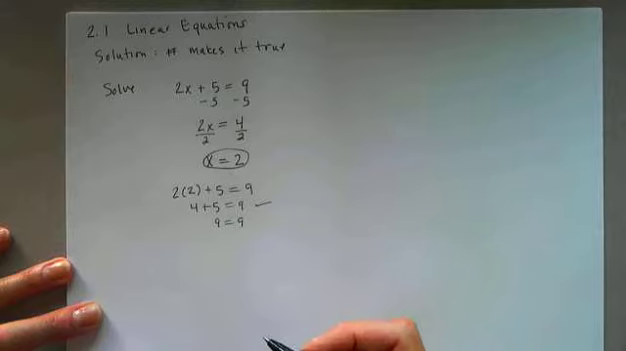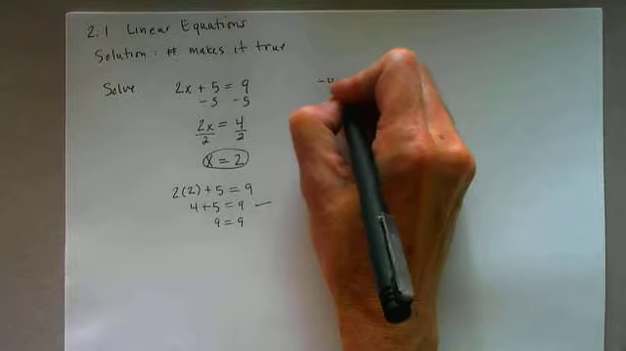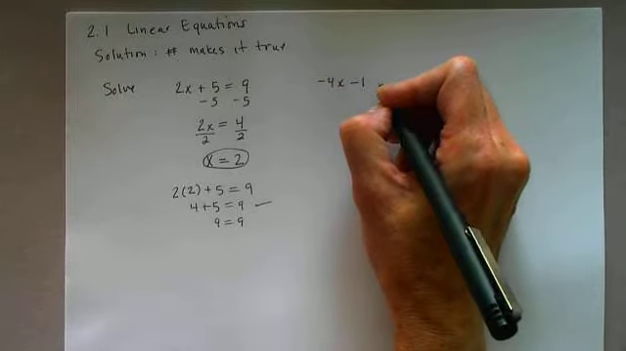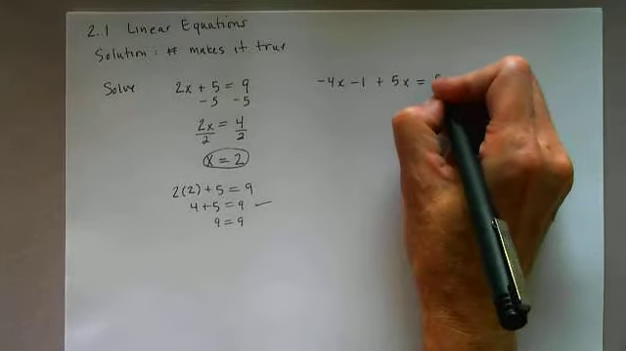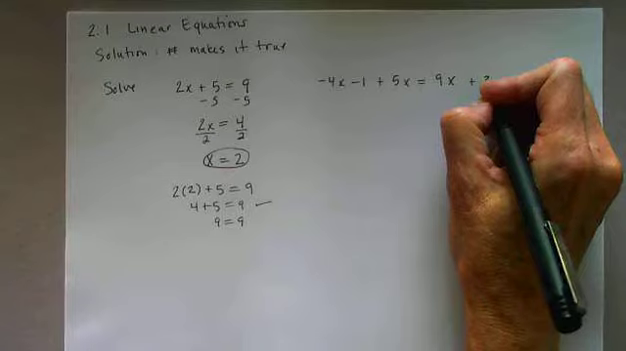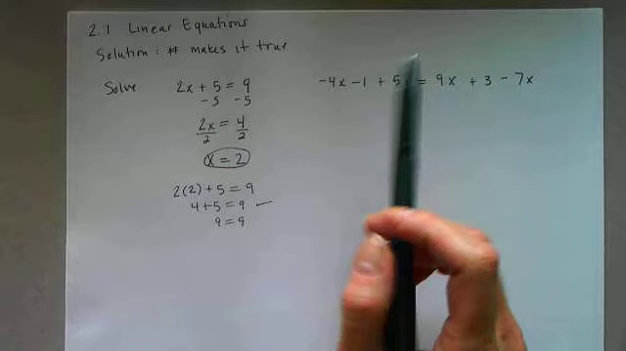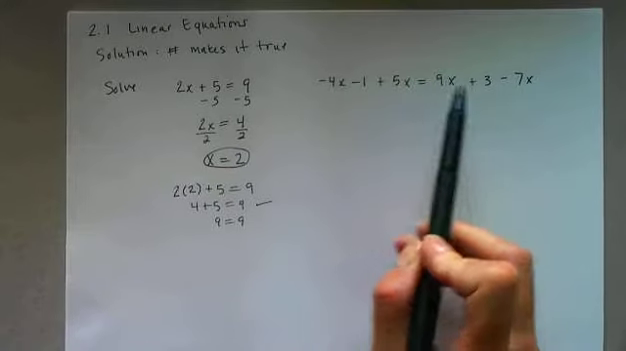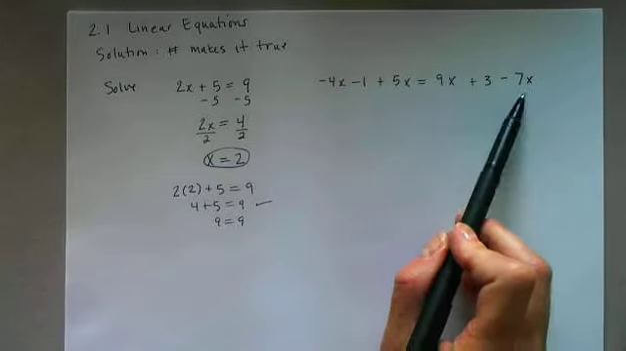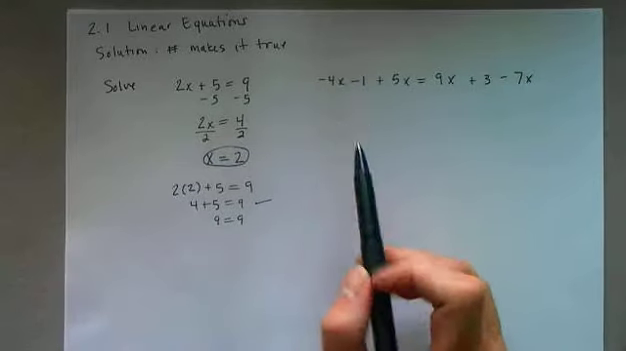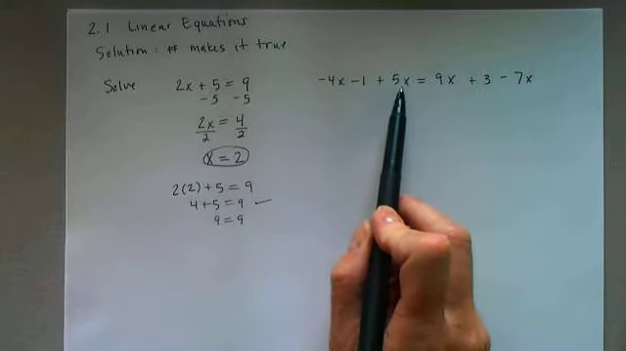All right, let's try a little bit harder one. What if they give you negative 4x minus 1 plus 5x equals 9x plus 3 minus 7x. So now we have a whole bunch of x's, and we still need to figure out, since they're all called x, they're the same number. So one number we'll put into all those x's, and it will make it true if it's the right number. So what you do when there's more than one x is combine them.